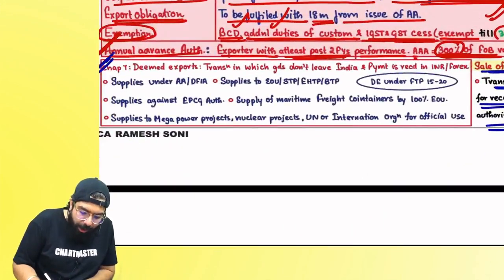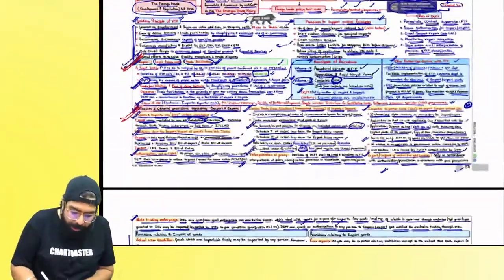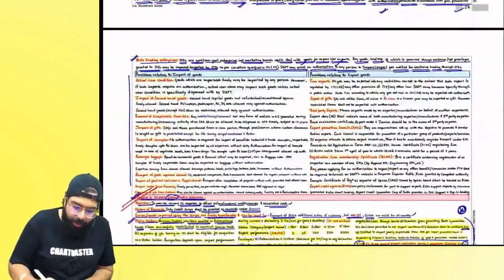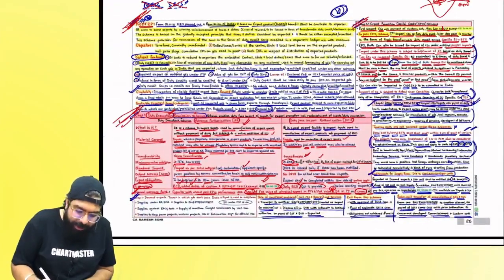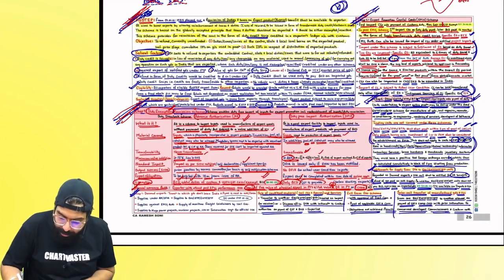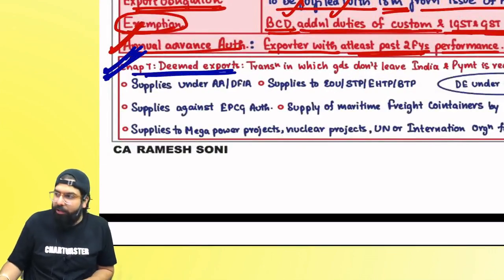Everyone over here, in chapter number 7, what did we learn? We learned chapter number 1, legal framework and trade facilitation. We learned general provision relating to import and export. We learned Export from India scheme. I taught you RODTP. I taught chapter number 4. Then I taught you chapter number 5, chapter number 6 and now chapter number 7 which is deemed export over here.